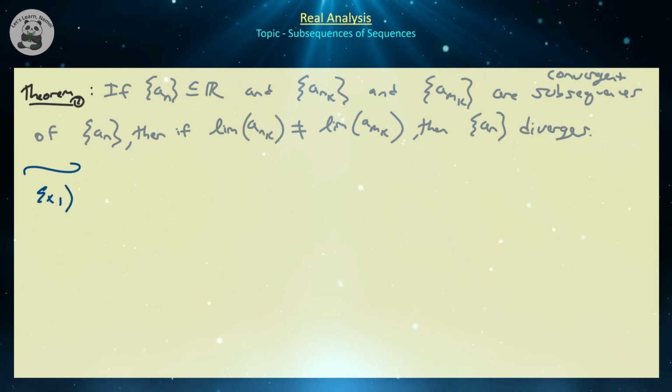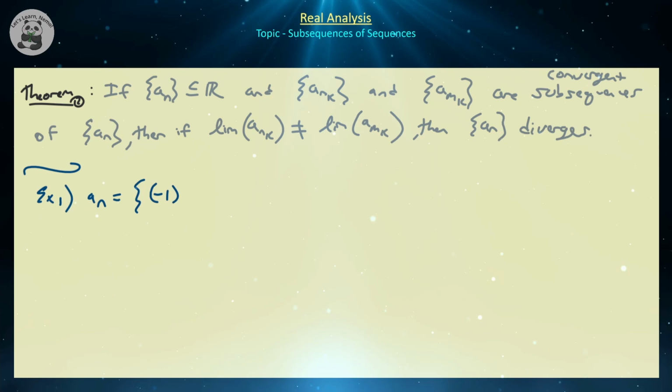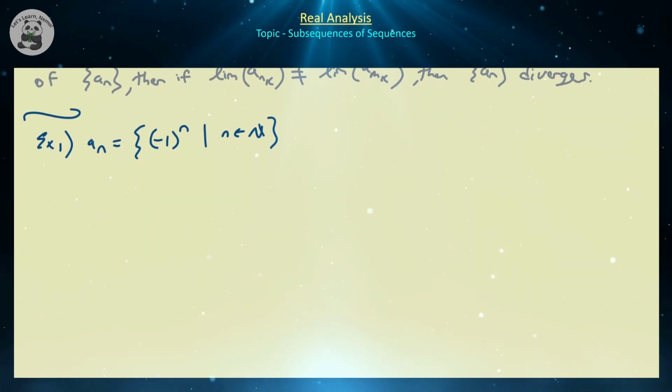So let's look at a couple examples. Let's look at the first sequence a_n, which is again (-1) to the power of n, where n is in the set of natural numbers. And we already know what the sequence is going to look like, starting with -1, 1, -1, and so on. So how do we prove that this sequence diverges? We're going to be choosing two subsequences that converge to different limits.